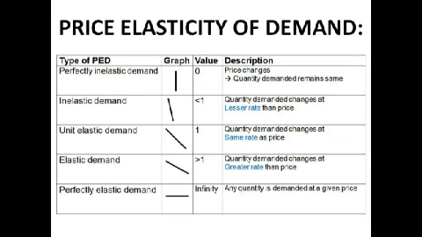So say the price increases by 10%, the quantity demanded will decrease by 10%. If your value of PED is greater than 1, it means that the quantity demanded changes at a greater rate than the price. So say the price increases by 10%, the quantity demanded will decrease by more than 10%. And then for perfectly elastic demand, any quantity is demanded at a given price, but only at that given price. At any other prices, there's absolutely no demand whatsoever.